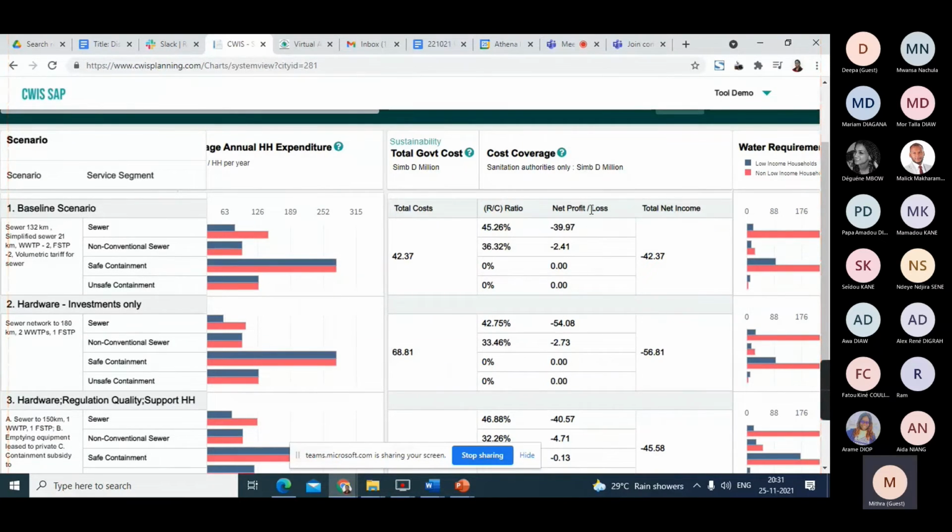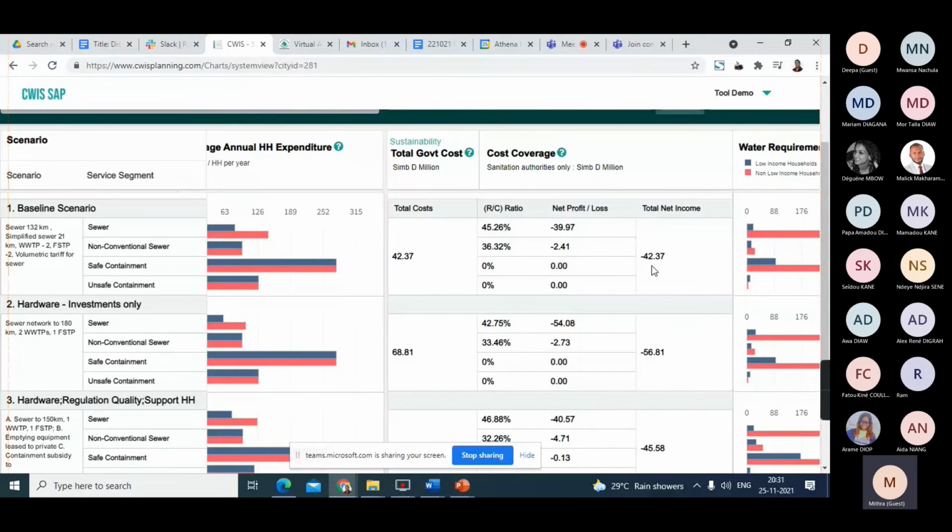The net profit or loss you see here is the revenue minus cost, while R by C is the ratio expression of the same. The minus indicates a net loss. So if you are at 100%, it means you would be breaking even, and above or below 100% means you are making a loss. Here we are presenting the net profit or loss across each category.